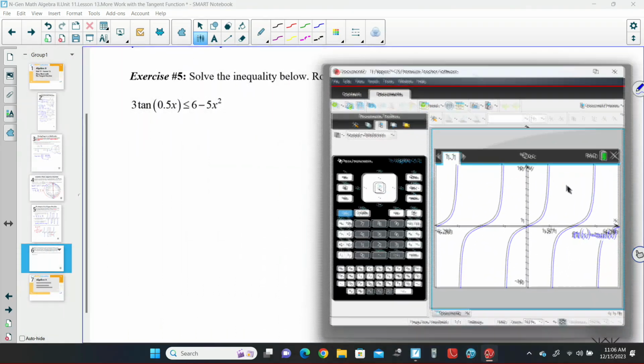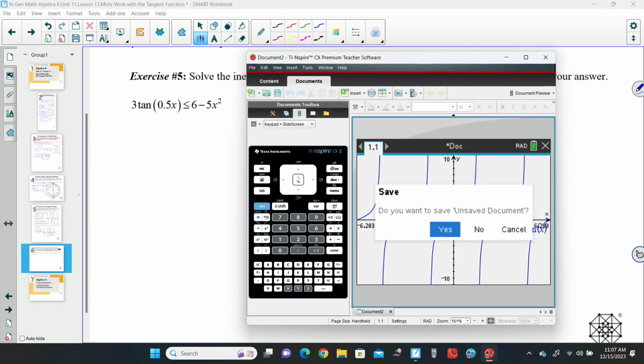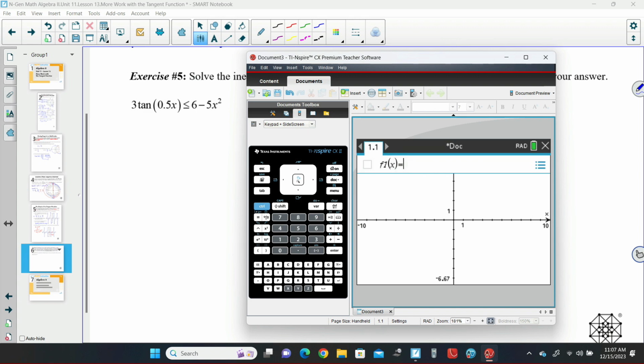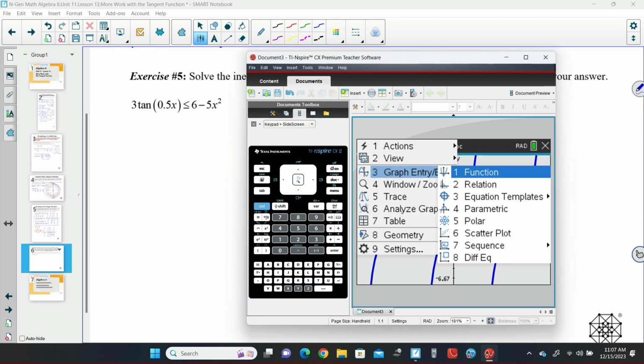I'm going to bring this thing over here so that we can see that inequality. I'm going to open up a brand new document, and let's do it. Let's add a graph, and in f1 of x, I'm going to put in 3 times the tangent of 0.5x. Awesome. And then in the second one, maybe I'll get the second one in there.